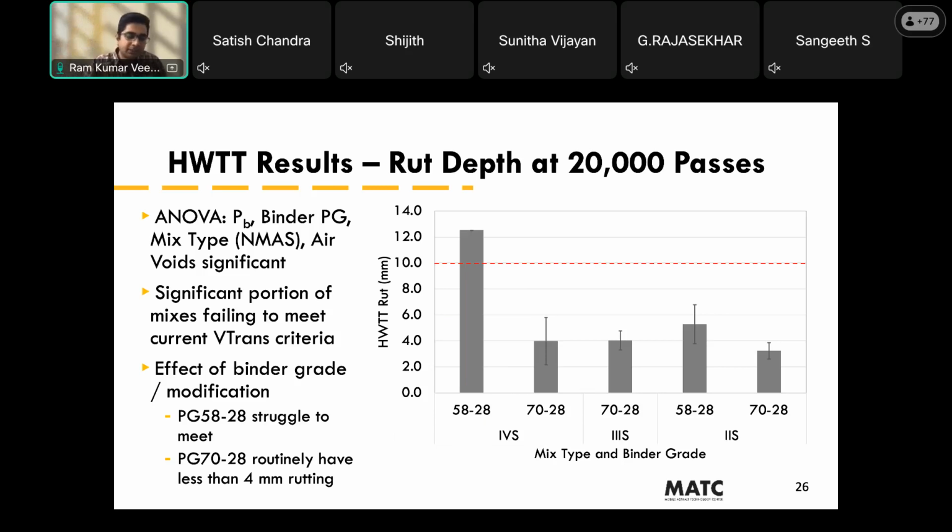So we see that the PG 58-28 struggles to meet the testing temperature, but did not change significantly. Whereas for a PG 70-28, irrespective of the mix type, you could see that all the PG 70-28 mixes had a uniform rut depth of about 4 millimeters. So this emphasizes that by looking at their volumetrics and the performance data, you could see which of these factors contribute to the overall Hamburg wheel tracking test results.